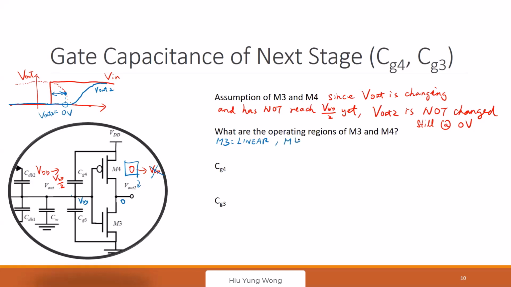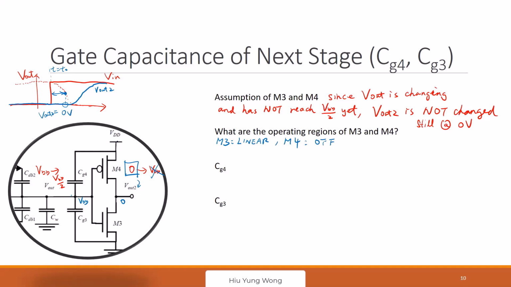How about M4? Anyone else? What is the region of operation for M4? This is still talking about T0. Is it cut off? Cut off, because at T0 this is VDD. The gate is VDD, the source is VDD, so it is cut off.